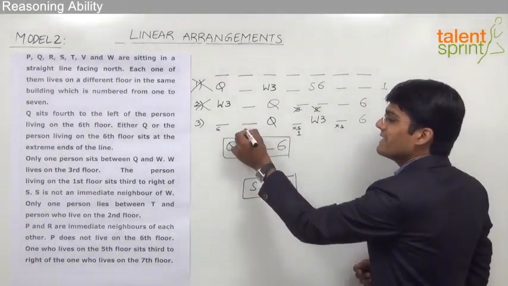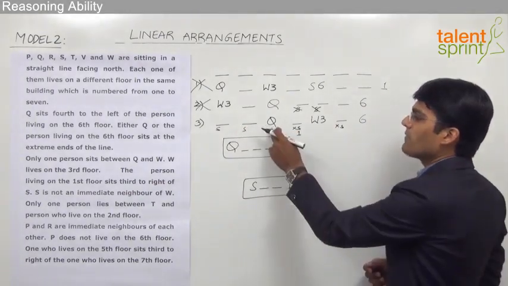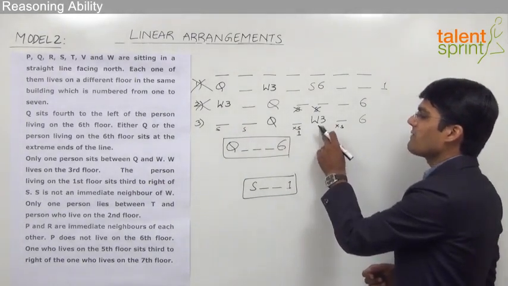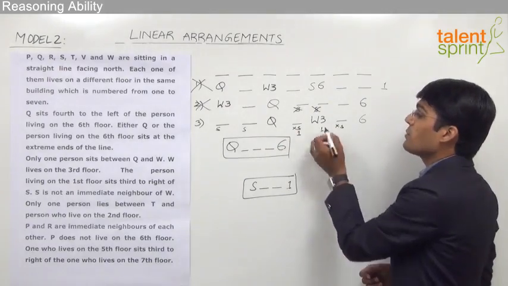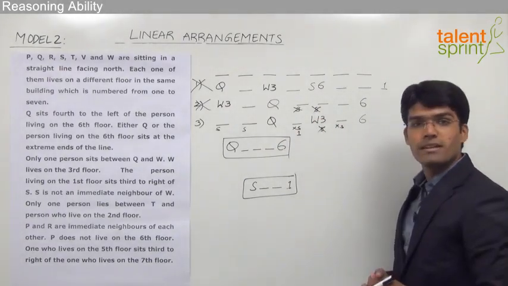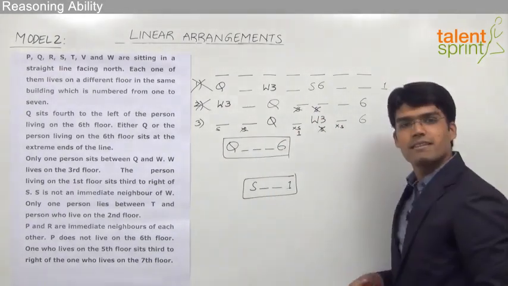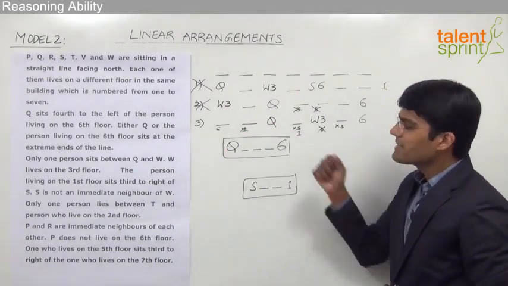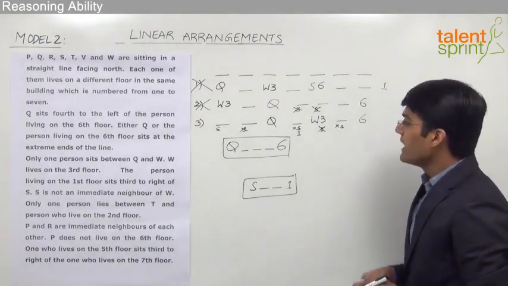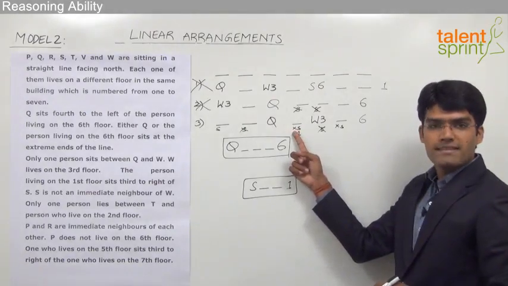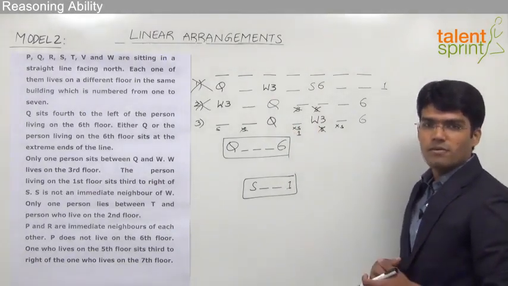If we take S in this position, there should be a gap of 2 positions and then the person on first floor should come here, which is not possible as it is already occupied by W. So we can say that S cannot take the second place. The third place is already occupied by Q.